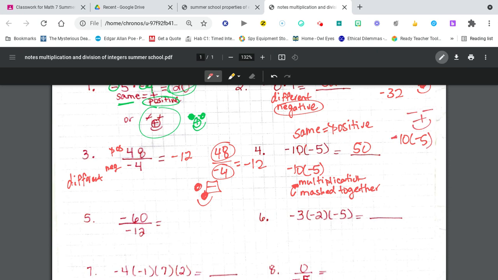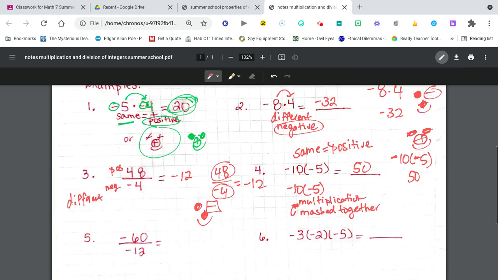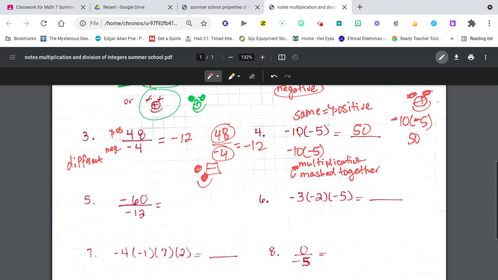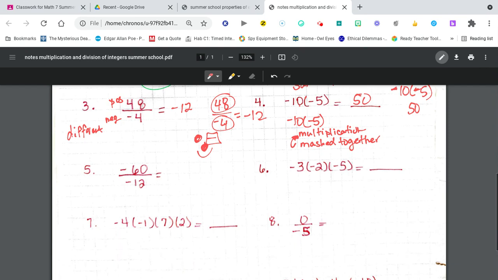10 is negative, so cross out a negative. 5 is also negative, cross out the negative. You're left with a positive, so we know that again it's a positive 50. So you can use option 1 again, which says same positive, different negative, or option 2, just use the smiley face. All right, I'm going to use just the smiley face on number 5.